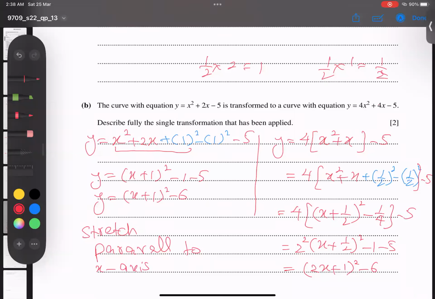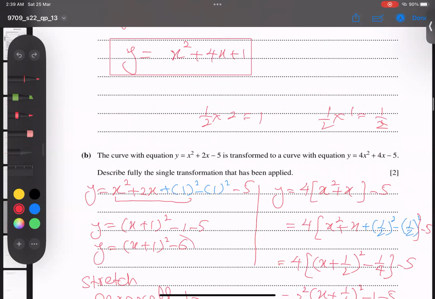And what is the stretch factor? For the stretch factor, because inside a bracket we always take a reciprocal, it becomes a scale factor 1/2. Hold on, I repeat again. If it comes with y, then the number will be outside, and we take it as it is. But as x, this number comes inside, this is parallel to the x-axis. I think you got the point of what I'm saying.